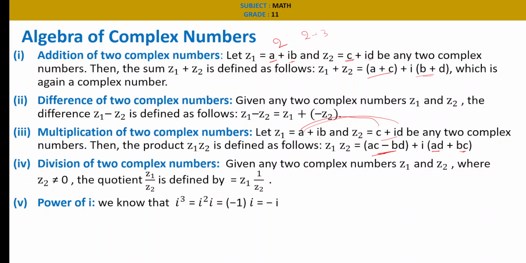Next, division of two complex numbers. Given any two complex numbers Z1 and Z2, where Z2 is not equal to 0, the quotient Z1 by Z2 is defined by Z1 into 1 by Z2. So here we are just writing the denominator Z2 as 1 by Z2. Next, power of i. We know that i cube we can write as i square into i, because a cube we can write as a square into a. Similarly, i cube is i square into i. But what is i square here? i square is minus 1. So we'll substitute i square as minus 1. Then we are going to get minus i.